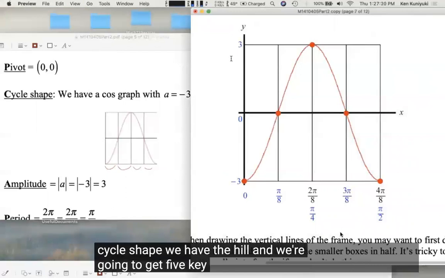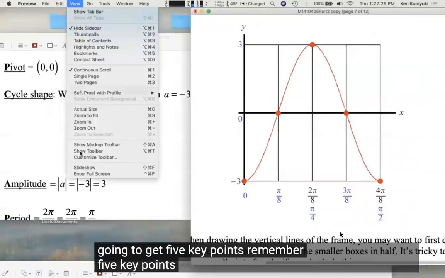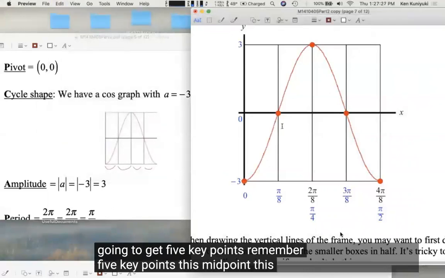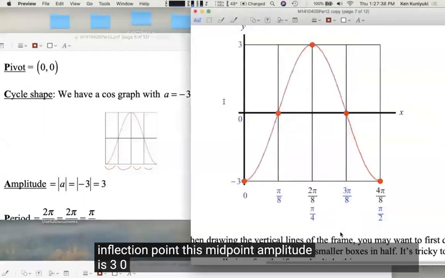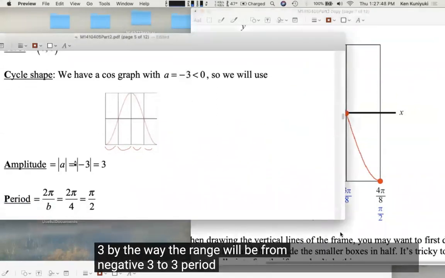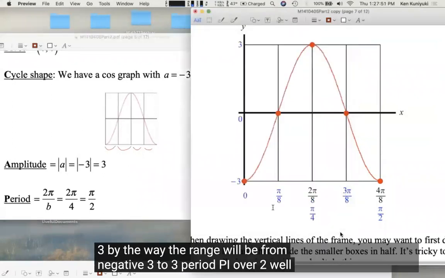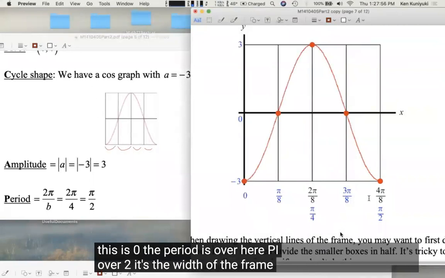And we're going to get 5 key points, remember. This min point, this inflection point, this max point, this inflection point, this min point. Amplitude is 3. 0 plus 3 is 3. 0 minus 3 is -3. By the way, the range will be from -3 to 3. Period, pi over 2. Well, if this is 0, the period is over here, pi over 2. It's the width of the frame.